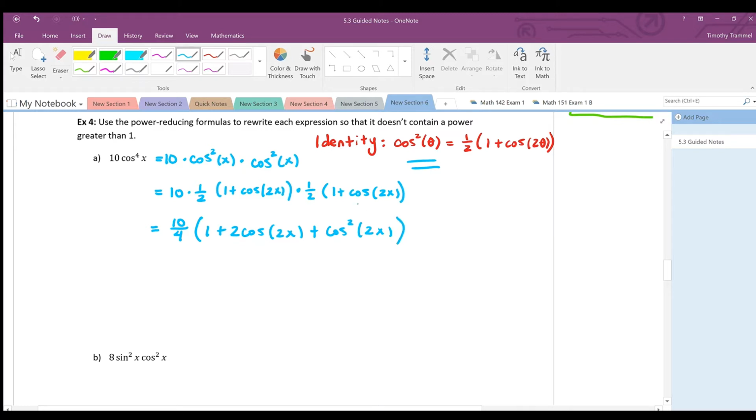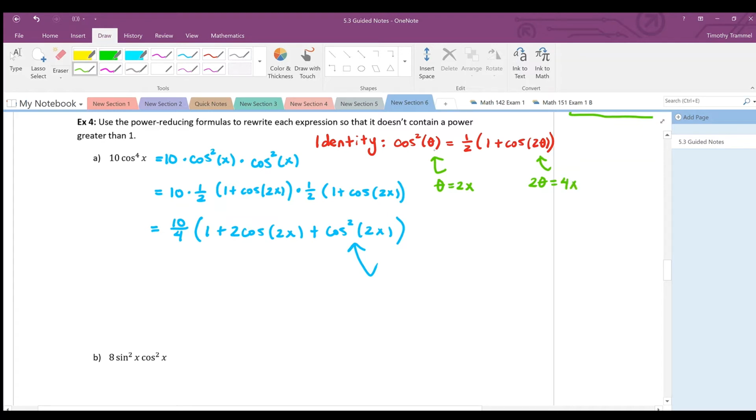Now, we weren't just asked to reduce the power here. We want that power to be a power of 1, not a power of 2, 3, 4. And so what that means is this part here is still problematic. We're actually going to need to use this identity up here again. What I want you to note here, though, is in place of theta, we have a 2x, which means that 2 theta would be equal to 4x.